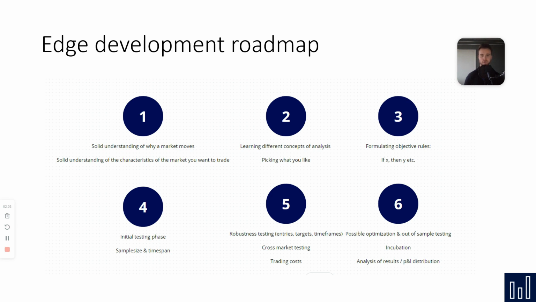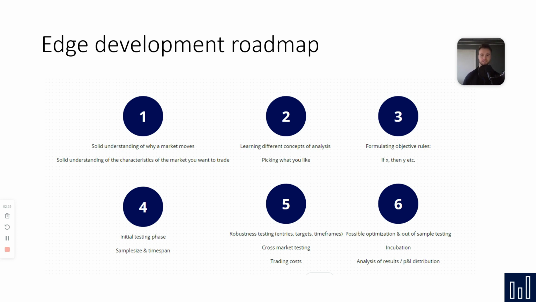3 is going to be formulating objective rules, which is going to be if this happens, then do why, because otherwise it's not a mechanical strategy. Otherwise you cannot do an objective backtest. Number 4 is going to be the initial backtesting phase, and sample size and time span are going to be really important here. Number 5 is going to be robustness testing, because a profitable backtest means absolutely nothing if it doesn't pass a robustness test, if it doesn't pass cross-market testing, if it doesn't pass adding sufficient trading costs.